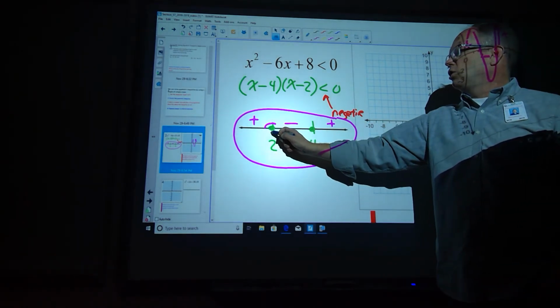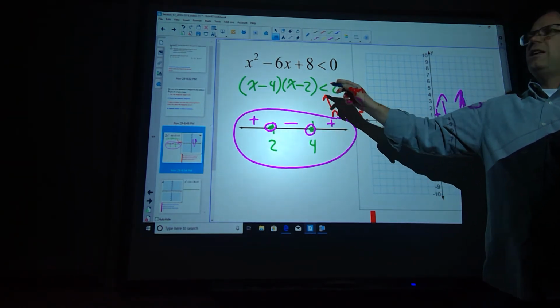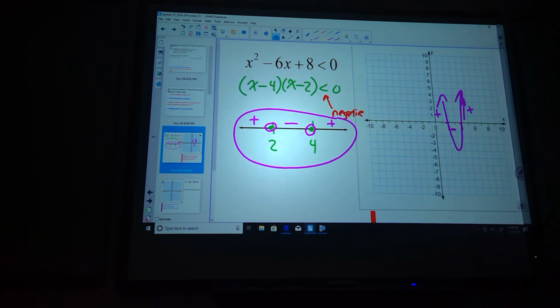Now, technically, this is an open dot here and an open dot here. Why is that? Well, I don't have an equal sign. And what that actually starts coming to later with bigger functions is it creates something called an asymptote. And it could be a vertical or a horizontal asymptote. It can even be a slant asymptote, which is sometimes called an end behavior asymptote. Okay? But that right there, the plus minus plus with the 2 and the 4, with the open dots at the 2 and the 4, is the answer to this problem. Okay? Can I try another one?